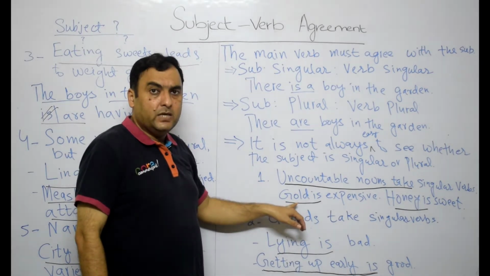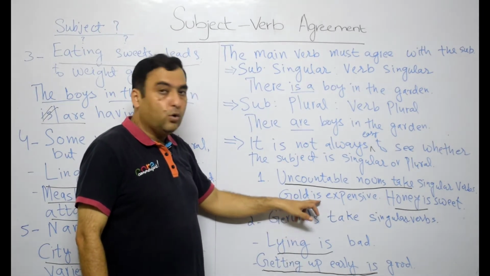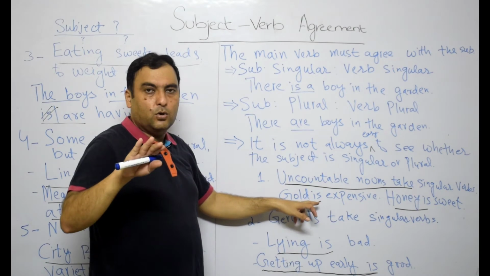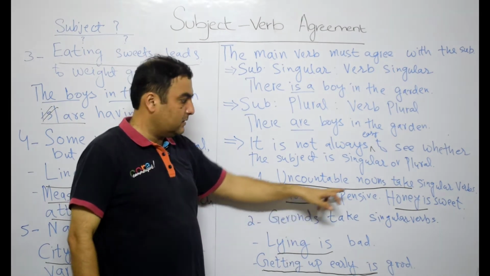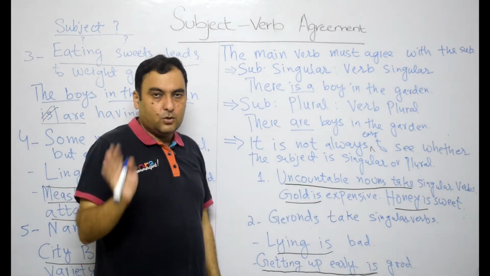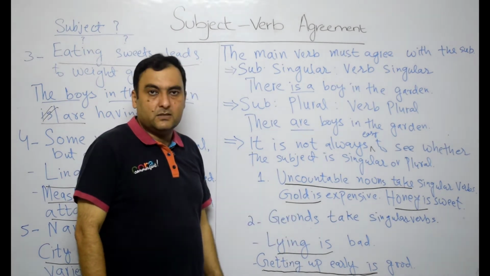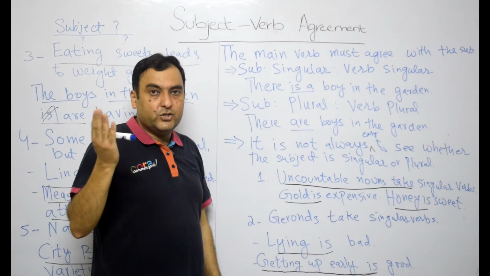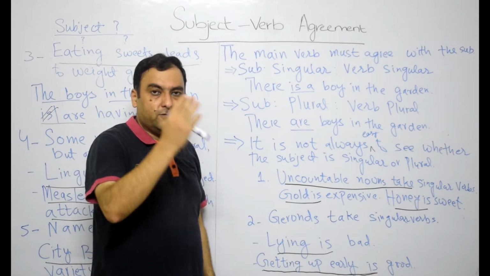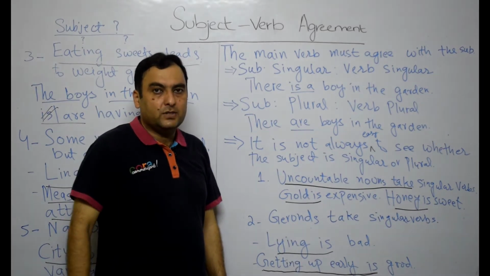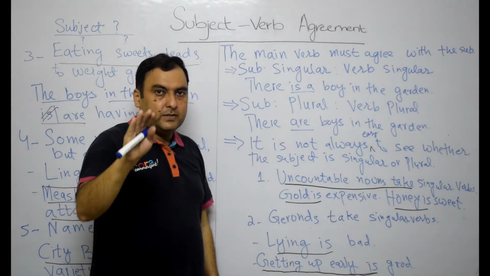Well, the verb with these nouns must be singular. So we say gold is expensive, not golds are, gold is expensive. Honey is sweet, not honey are sweet. Silver is cheap, for example. Water is flowing. So with uncountable nouns, the verb must be singular.